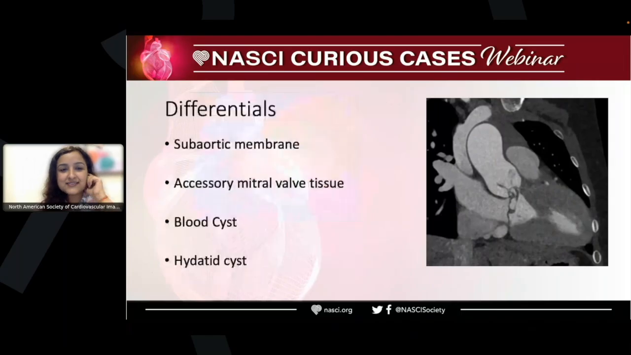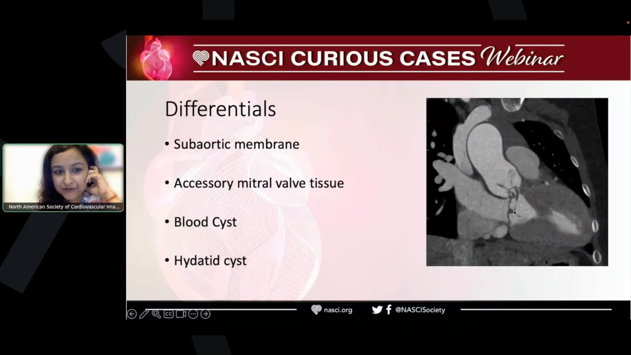So these were the differentials that we had on the basis of images: subaortic membrane, an accessory mitral valve tissue, a blood cyst attached to the mitral valve, or again a hydatid cyst attached to the mitral valve. And hydatid disease is also commonly seen in India. So these are some of the disorders where you would find more prevalence in Indian or maybe tropical countries compared to the Western population. But hydatid cyst was also a differential in this particular case.